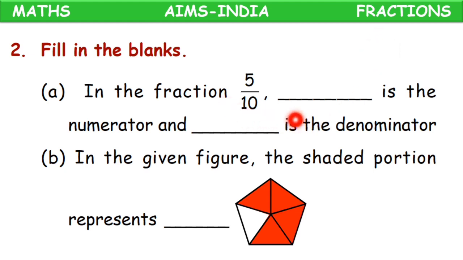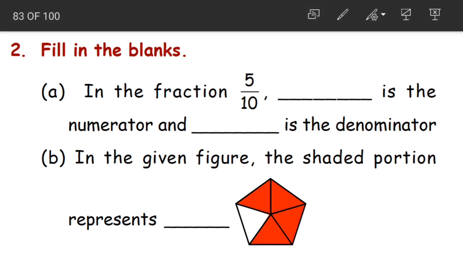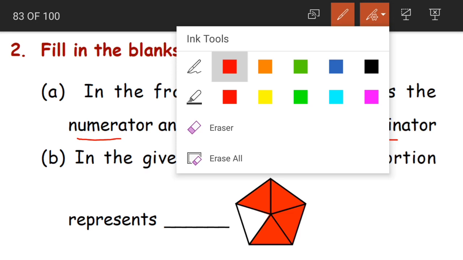Now in the fraction 5 by 10, dash is the numerator and dash is the denominator. Now we all know in a fraction we have 2 things. One is a numerator and the other is denominator. Now from this 5 by 10, what is the numerator, children? Yes, the number written on top, 5, is the numerator and the number written below is called our denominator. 10 becomes our denominator.